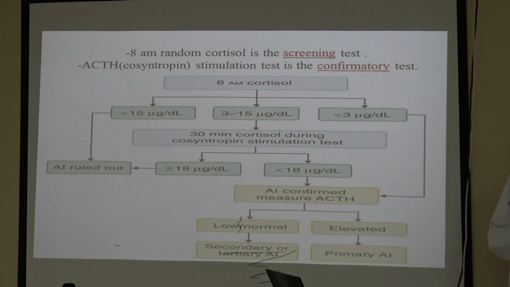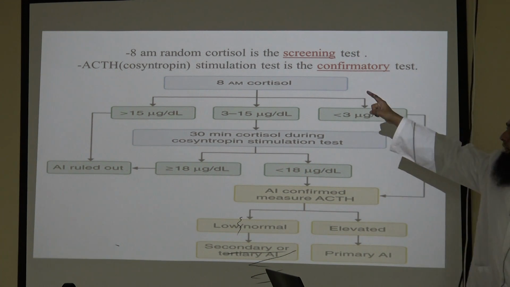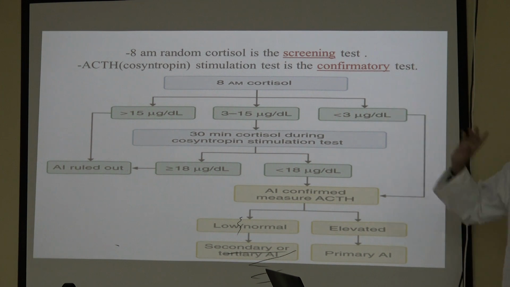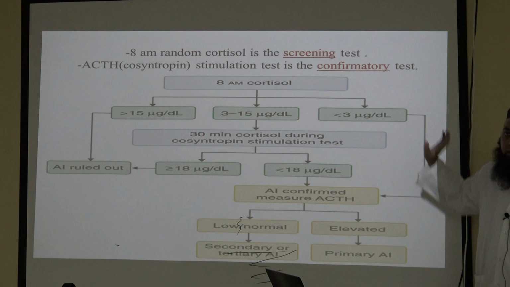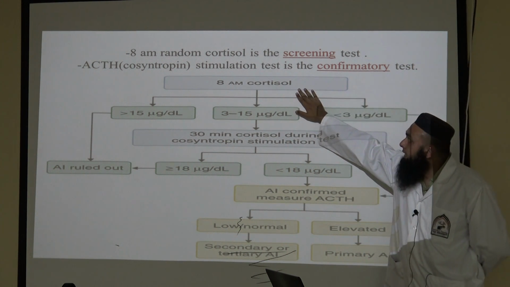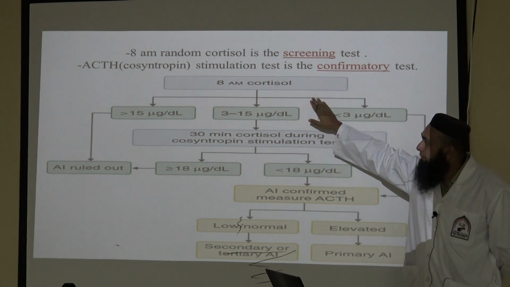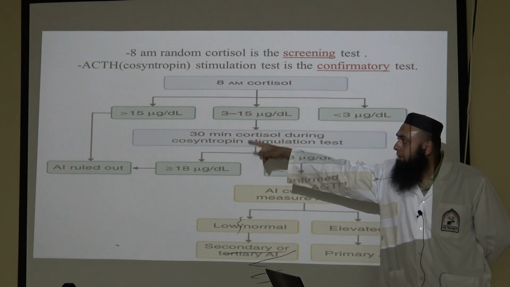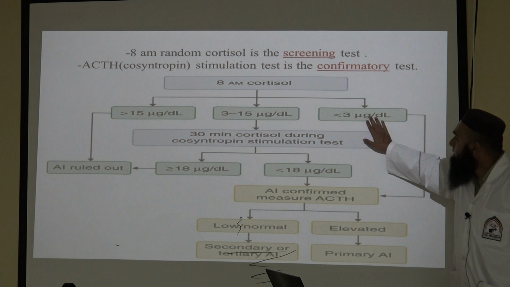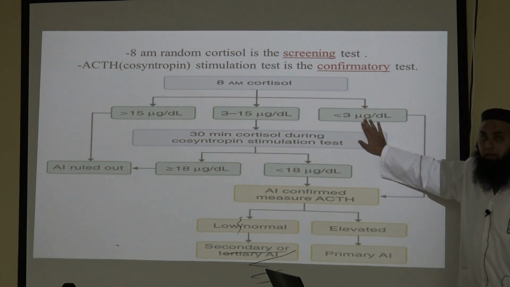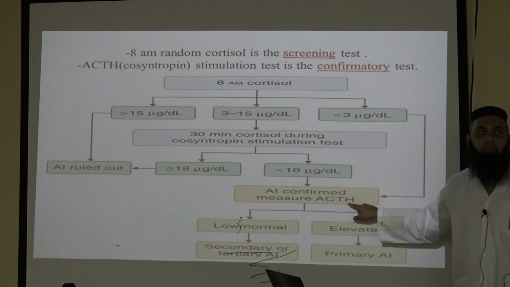Now, ACTH level. First of all, 8 a.m. random cortisol is the screening test. So in the morning we do the cortisol level, and then the ACTH stimulation test is the confirmatory test. This is the first thing. How do we do it? 8 a.m. cortisol in the morning. If it is more than 15, insufficiency is ruled out. What is insufficiency? It means the adrenal is not producing. So we rule it out, it's producing, so there's no problem. If it is less than 3, then go for the ACTH.